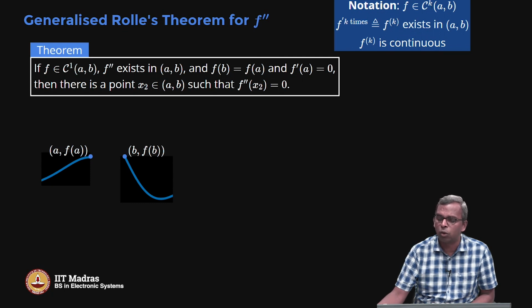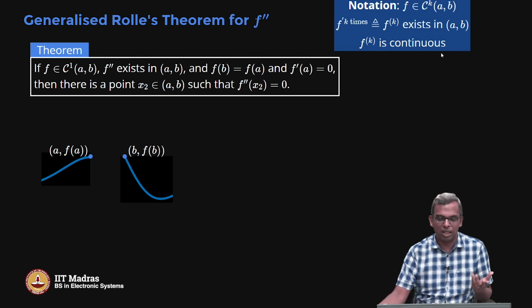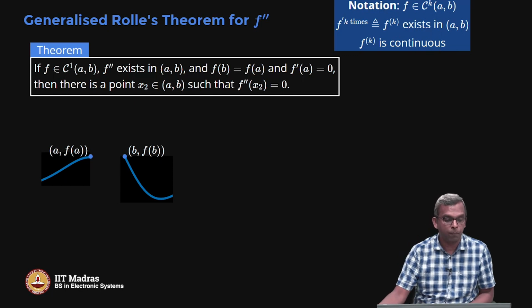What is k? k is some integer, 0 for instance, 1, 2, 3, and so on. So suppose k is 2, then it means that f is first of all continuous, and then f prime exists, f double prime exists, and then f double prime is also continuous. So if k is 2, f prime exists, f double prime exists, f double prime is continuous. Okay, so that's the notation C^k. I will use it a little bit so that I don't have to keep repeating this over and over again. So here is my generalized Rolle's theorem for f double prime.